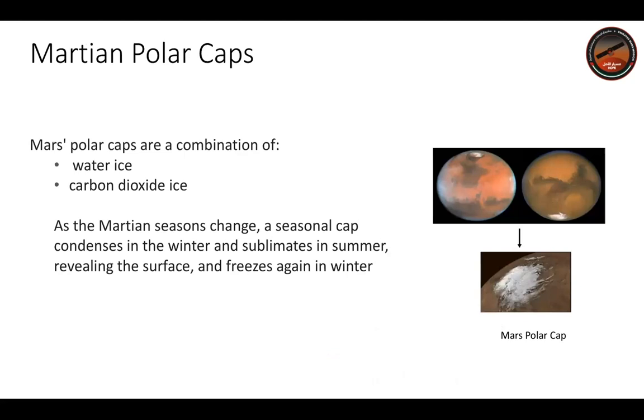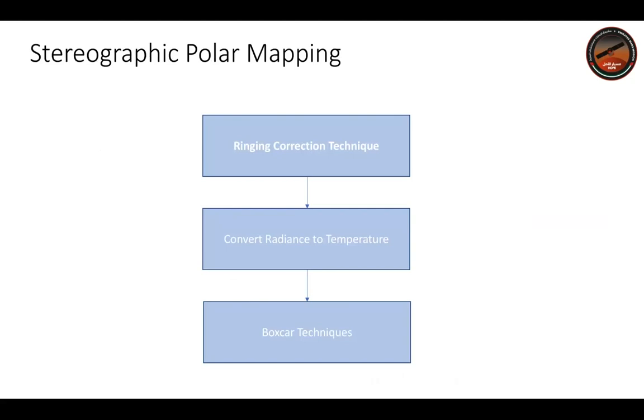So Mars has polar ice caps made of CO2 and H2O, as shown, and this ice sublimates during the spring and summer. So to study the polar caps, we need to remove the ringing from the data, convert the radiance to brightness temperature, and the last step is binning the data. So I will talk about each step in detail.